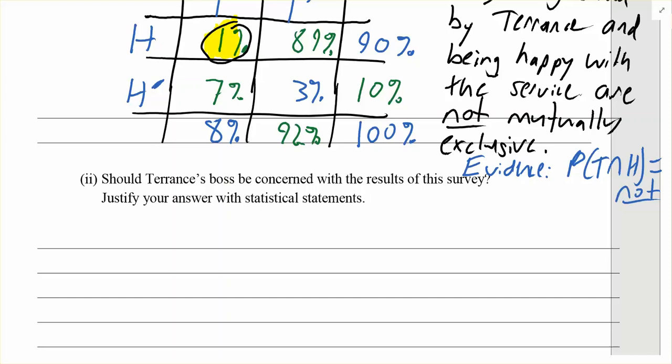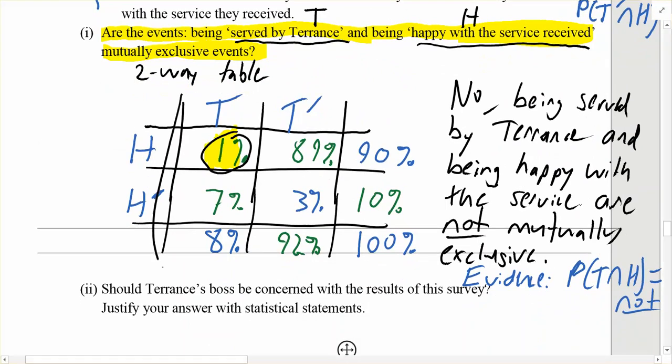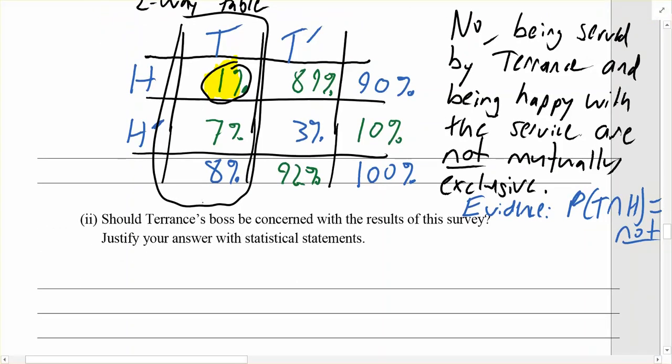A few people tried to do it by just pointing out the fact that most people served by Terence were unhappy, but you had to compare that as well with the people who were not served by Terence. So if we just look at those served by Terence, it's a good starting point. So it's out of 8%, and we can see that most of them weren't happy. That doesn't look good for Terence, does it? 7 out of 8 were unhappy.